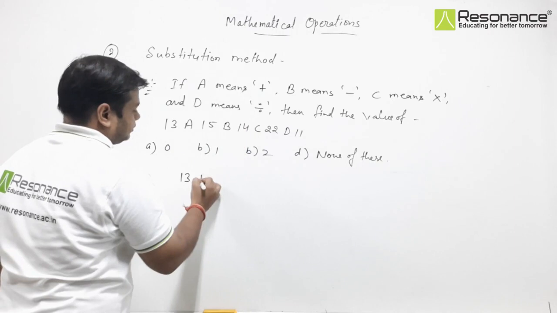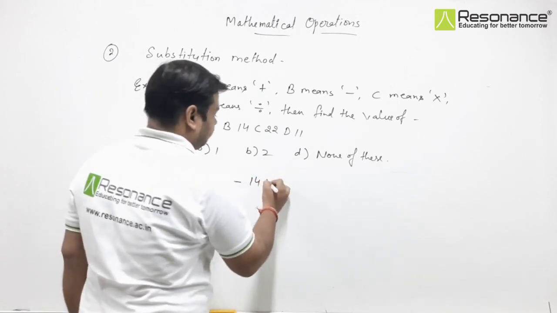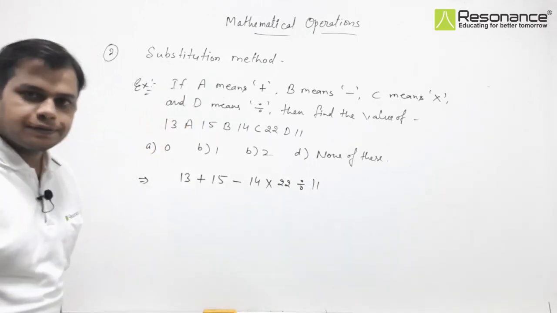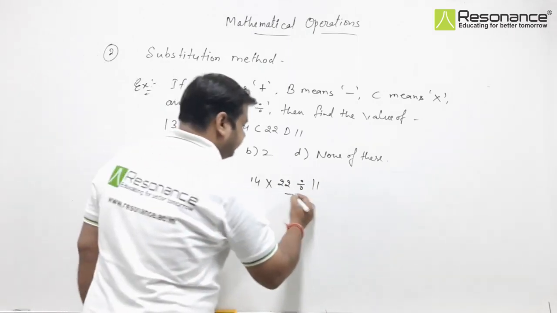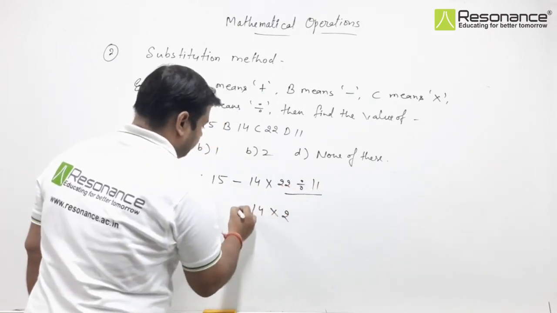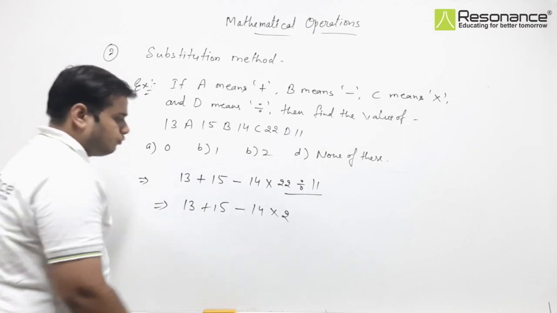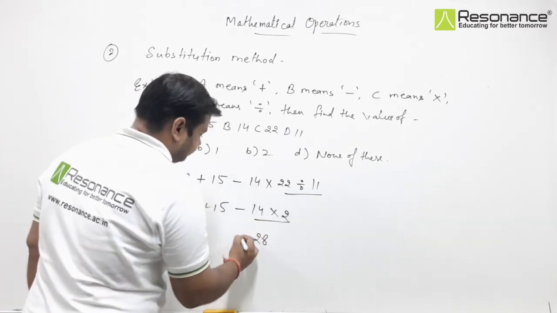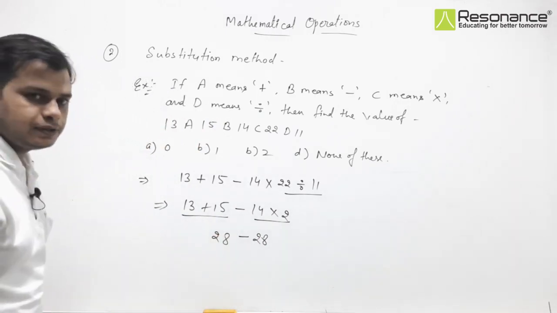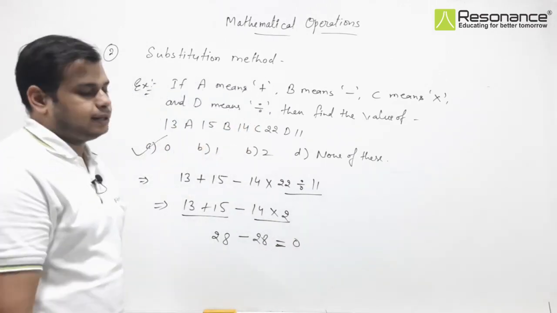13a, A means plus, 15b means minus, 14c means multiply, 22d means division, and then 11. Now we have to apply BODMAS. According to that, division will be the first. 22 divided by 11 gives us 2. Multiply by 14 minus 13 plus 15. So 14 multiplied by 2 gives us 28, and 13 plus 15 will also give us 28. So 28 minus 28 is 0. Option A is the correct answer.